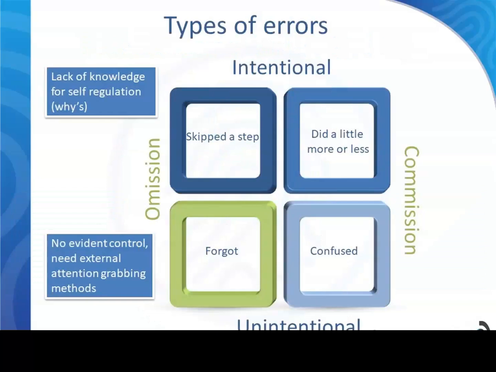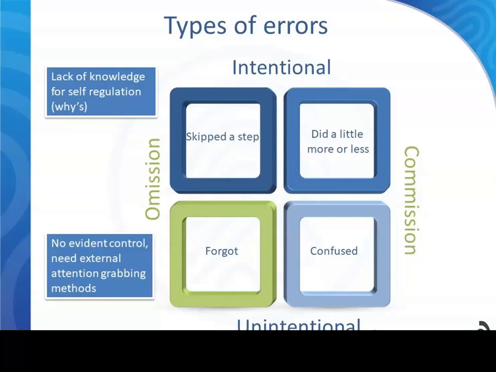Now, what are the types of errors that we see happen? Well, this is basically the types of errors that exist. We have four types of error, which are composed of two conditions, meaning two types of actions, and the psychology of the mistake. So let me explain. There are four types of errors: intentional errors of omission, intentional errors of commission, unintentional errors of omission, and unintentional errors of commission.